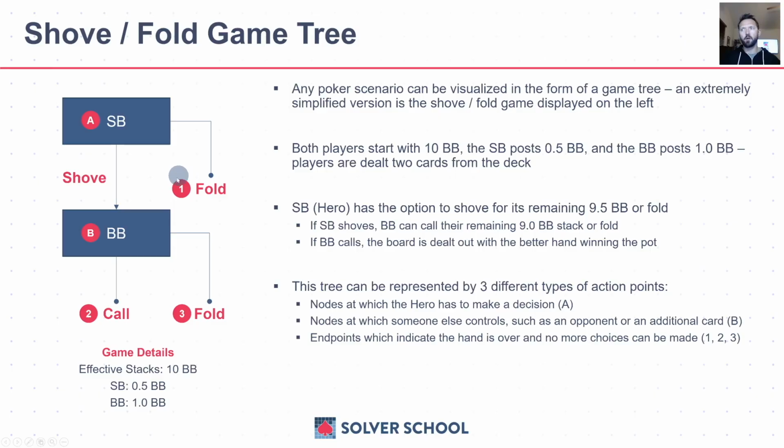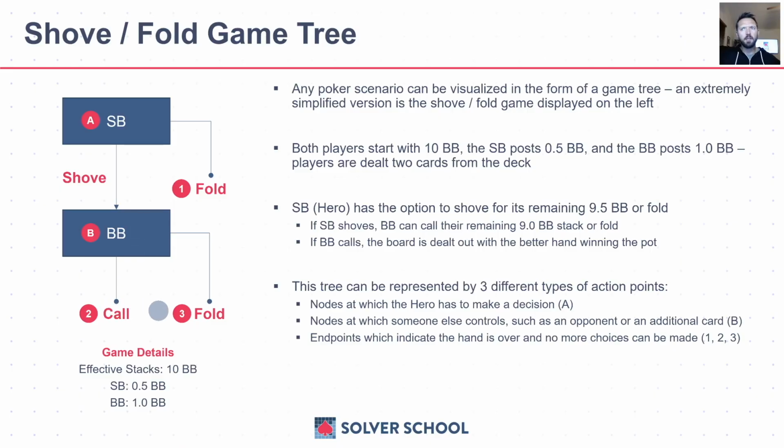The second action point here is the node at which somebody else controls that node. So this could be an opponent in this case here, where the big blind has the decision to either call or fold versus the shove. If we're looking at multiple streets here, it could also be the situation where we go to a turn card or a river card and nature takes over and we have one of multiple cards that can actually come in the deck. But at either point, these are specific nodes at which we don't have control. Somebody else or nature has control over those additional nodes.